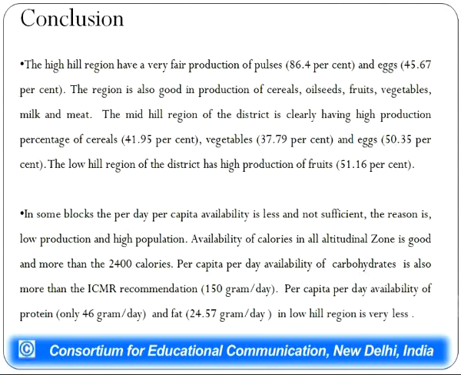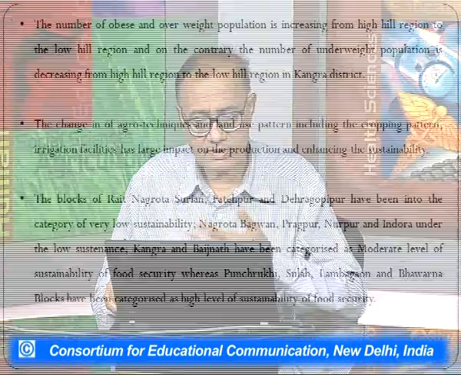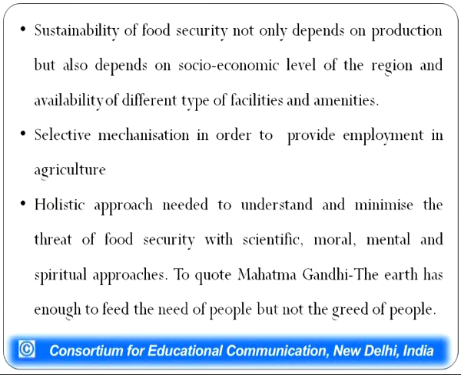Now I would like to conclude that high hill region has a very fair production of pulses and eggs. Region is good for production. In some blocks the per capita availability is less, not sufficient. Now you can see the factors behind different types of prices, very important: weather, global demand, biofuel policy, disease, energy. Change in agro technique, land use, blocks of rice, these are very important.